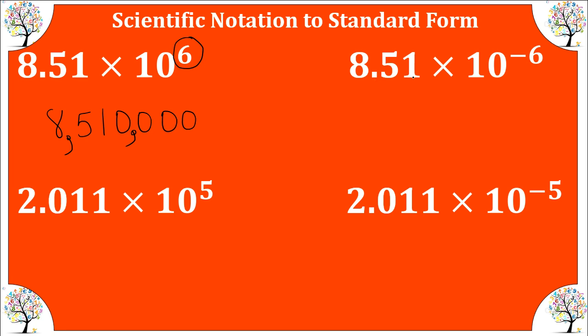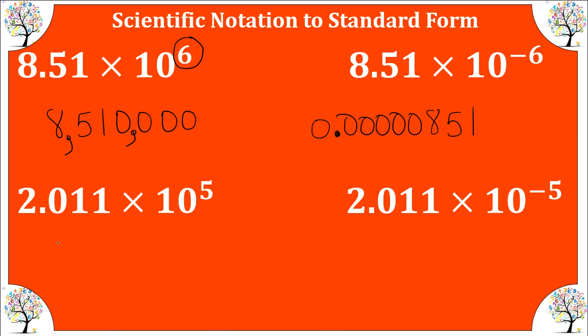Now we have 8.51 times 10 to the negative 6. So I'm going to write 851. My decimal is here, and I have to move it to the left this time. So I move it 1, 2, 3, 4, 5, 6. And if you like to put an extra little zero out front, that is fine. So I moved it 1, 2, 3, 4, 5, and 6.